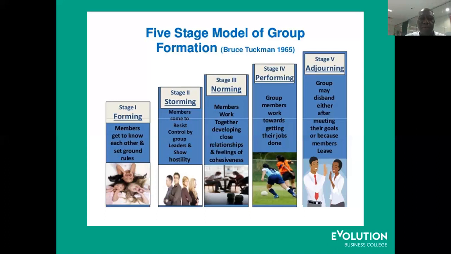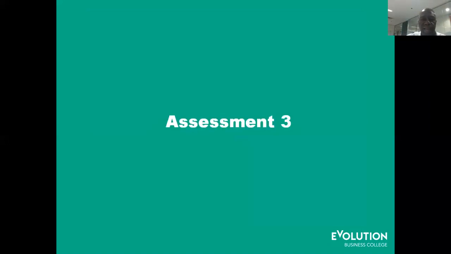Stage 4 is now where they're performing. Group members work together towards getting their jobs done. Like in a team effort, everybody is now working together to score a goal. And stage 5, that's where you get adjourning. The group may disband, either after meeting their goals or because members leave. So, happy ending: you end up working together, you score some big goals, and at the end of it, when you adjourn, if it was a project we were doing, it's got a happy ending, everybody's happy, goals are achieved, and now you know whom to work with. So this is one of the models you really gotta be up and doing.